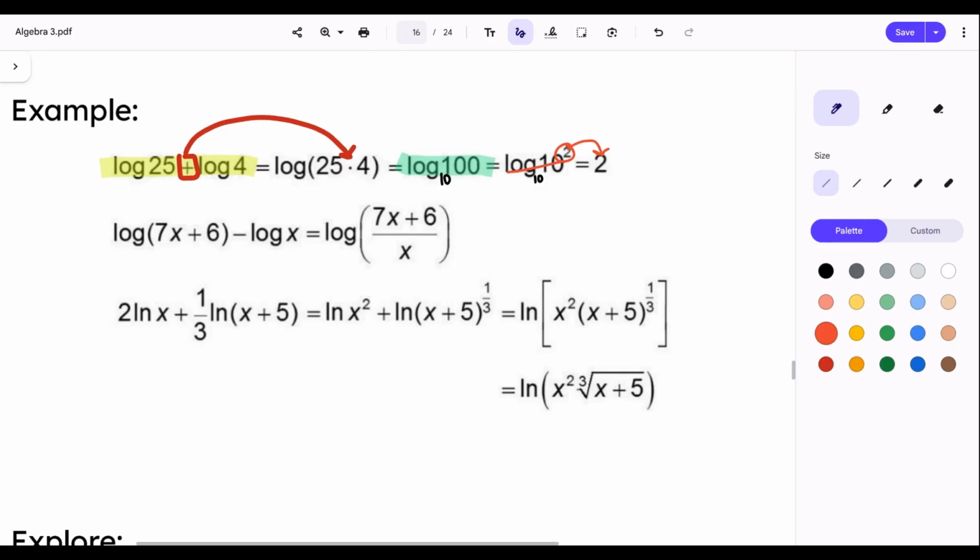Okay, so they started out with the condensing using that product rule, and then they rewrote that 100 as something with a 10 to get it to cancel off even more and get rid of the log entirely. Okay, we won't always be able to do that.